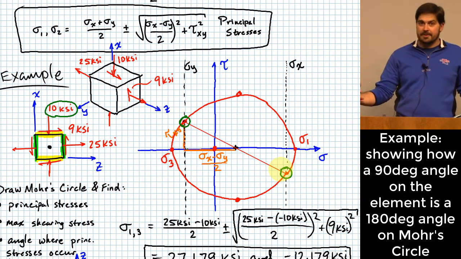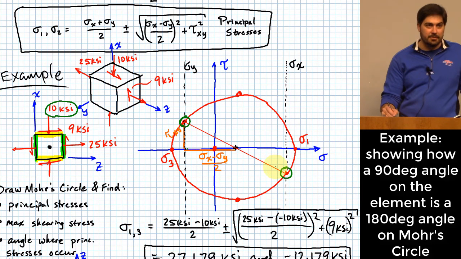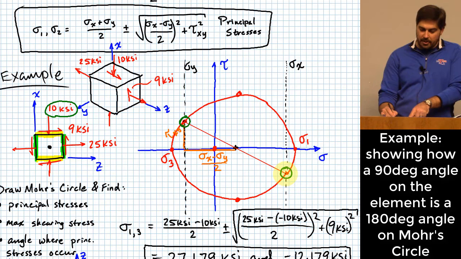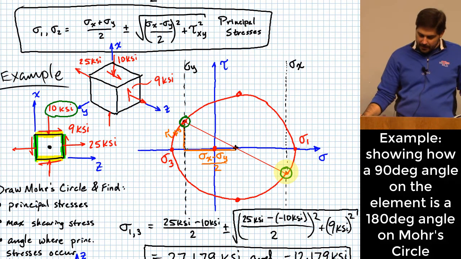180 degrees. So we're saying a 90-degree spatial difference in the real world leads to a 180-degree spacing difference on Mohr circle. All right? So that's one way of viewing it, right? When you're looking at these 2 points, you're actually looking at things that are only 90 degrees apart from each other in actual space. Okay?